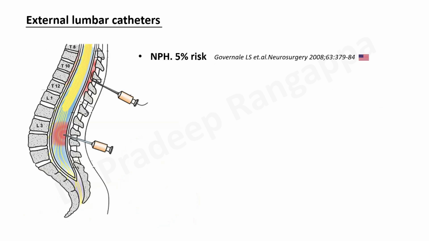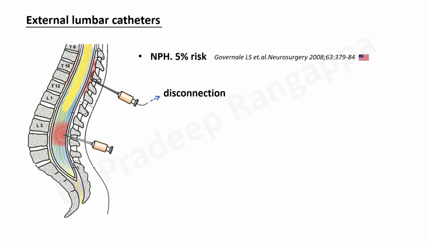What about external lumbar catheters? External lumbar catheters or lumbar drains are used in the treatment of normal pressure hydrocephalus. And the risk, as you see, is put at around 5%. So for anyone with normal pressure hydrocephalus undergoing lumbar drain to relieve the symptoms, the risk of nosocomial meningitis is put around 5%. And this again comes from a study from the US published in the Neurosurgery journal.